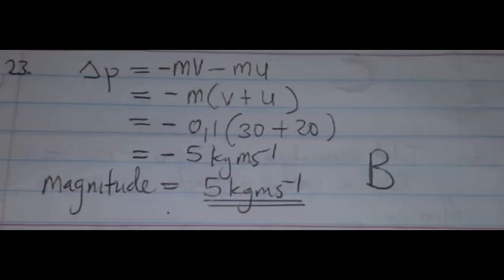So the change in momentum, delta p, is equal to mv minus mu, which is equal to minus m bracket v plus u, because remember we said that the final momentum is to the left, so it's going to be negative. So minus m bracket v plus u, and that should give you minus 5 kg meters per second. Now, since the question requires you to find the magnitude, the magnitude will be positive, 5 kg meters per second. So the answer is B in this case.